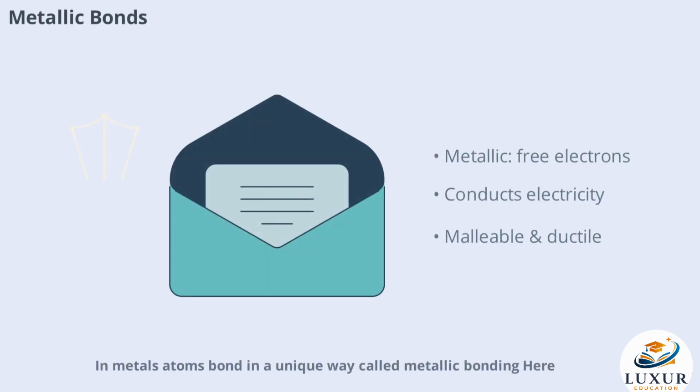In metals, atoms bond in a unique way called metallic bonding. Here, the valence electrons are not tied to any one atom but move freely throughout the metal. This sea of electrons allows metals to conduct electricity and heat and makes them malleable and ductile. The positive metal ions are held together by the attraction to these delocalized electrons, giving metals their characteristic properties.